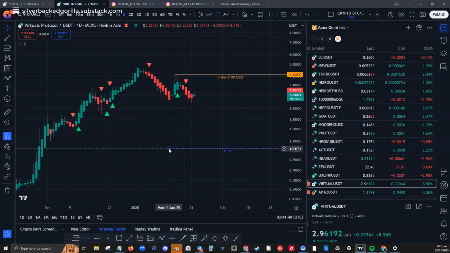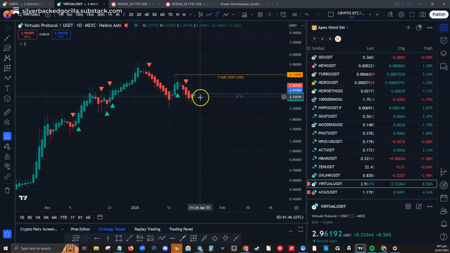So we're bearish for the week, bearish for the day, and then we would have been stopped out if we had taken it already. So forget that. We're out of it.